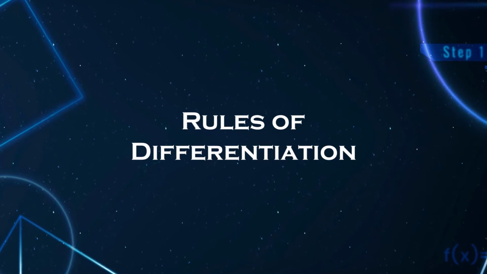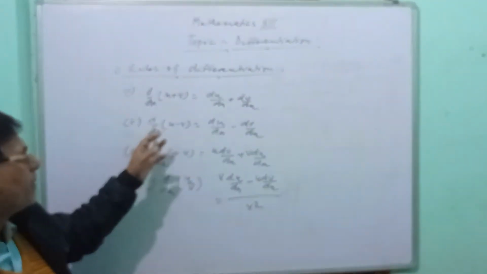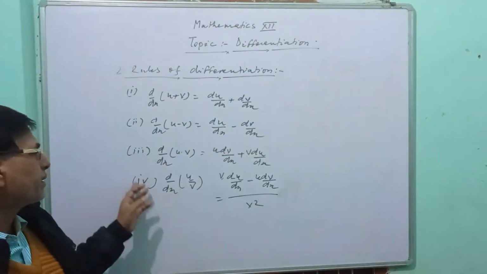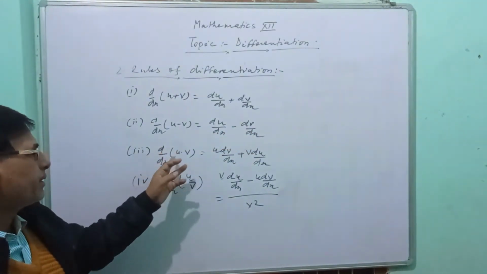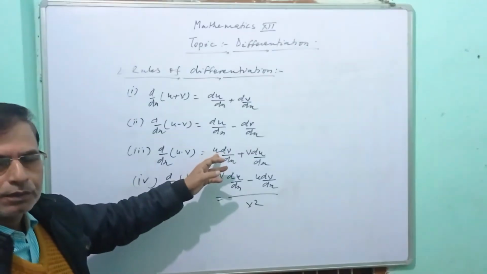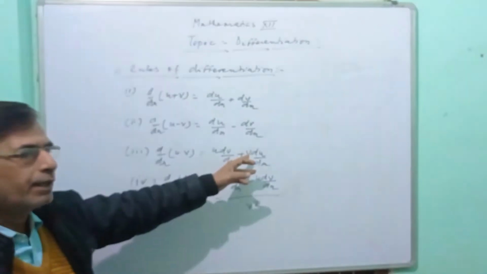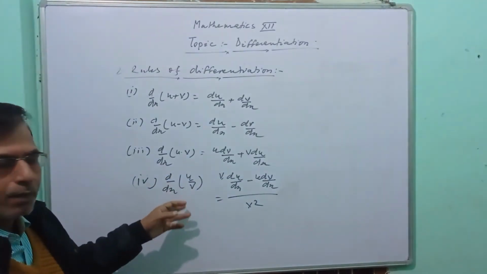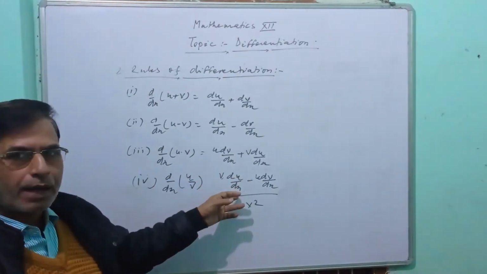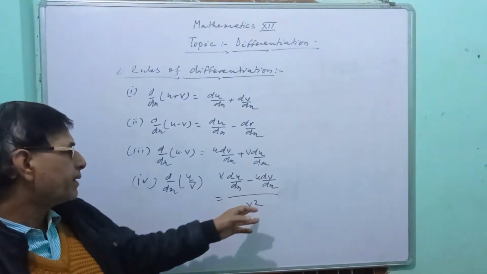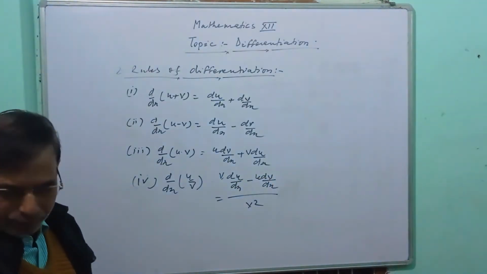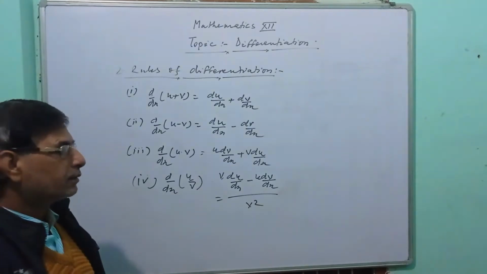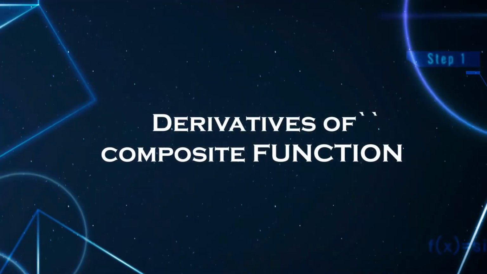The first is d by dx of u plus v is equal to du by dx plus dv by dx. The second is d by dx of u minus v is equal to du by dx minus dv by dx. The third is d by dx of u into v is equal to u dv by dx plus v du by dx. And the fourth is d by dx of u by v is equal to v du by dx minus u dv by dx, by v square. And we next proceed to the composite function.